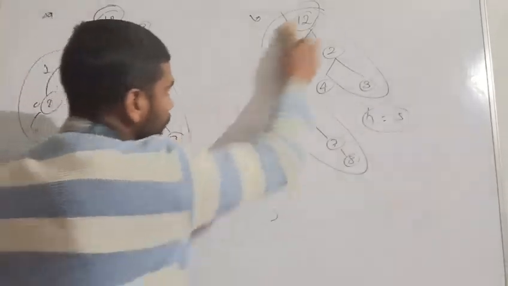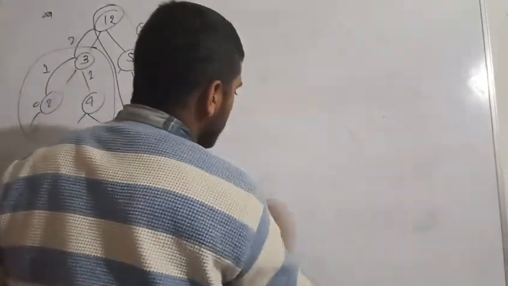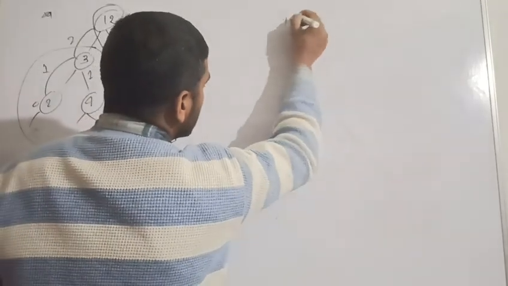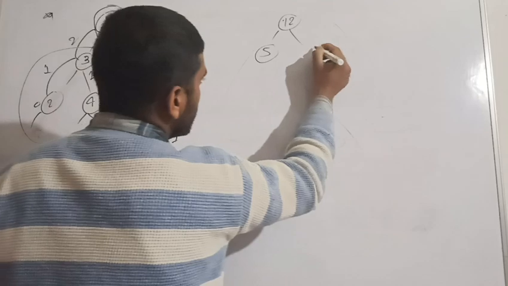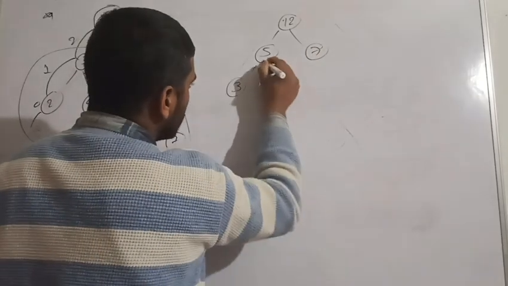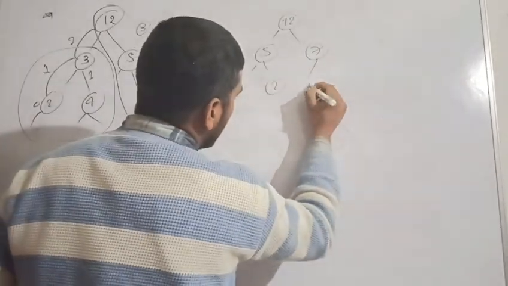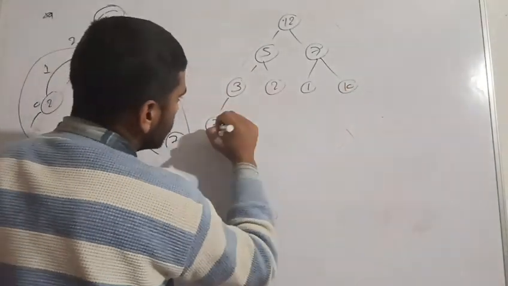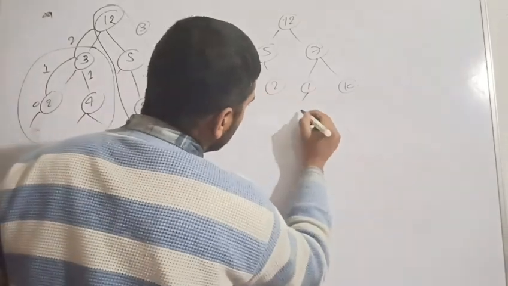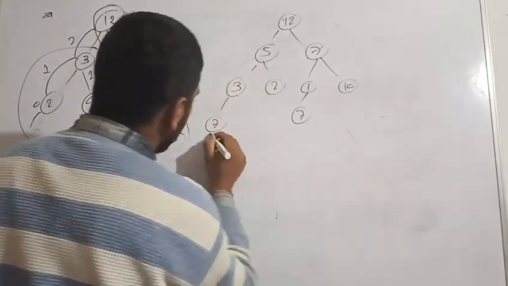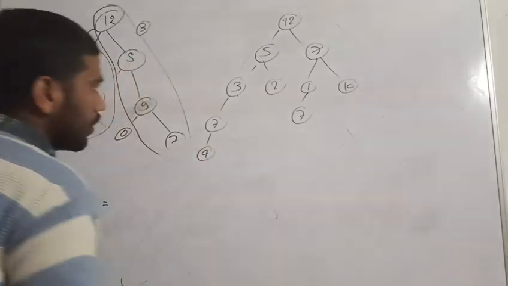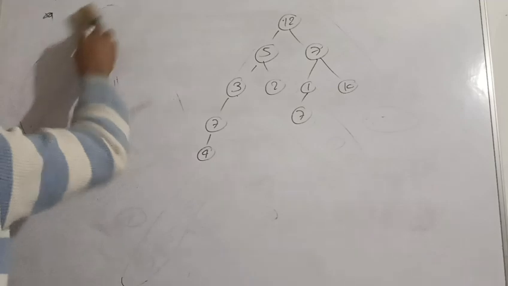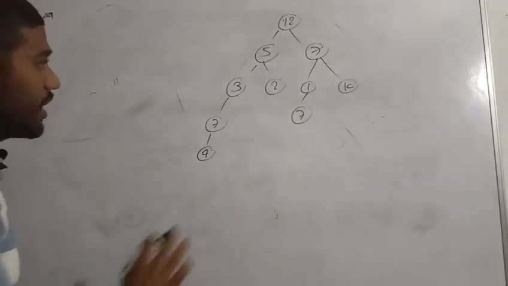Let's consider another example. Here is the given tree, here is 12, 5, 7, 3, 2, 1, 10, and here suppose 7, there is nothing, and there is also 7, and there is 4. Okay. Now we have to find the height, the maximum height of the tree.